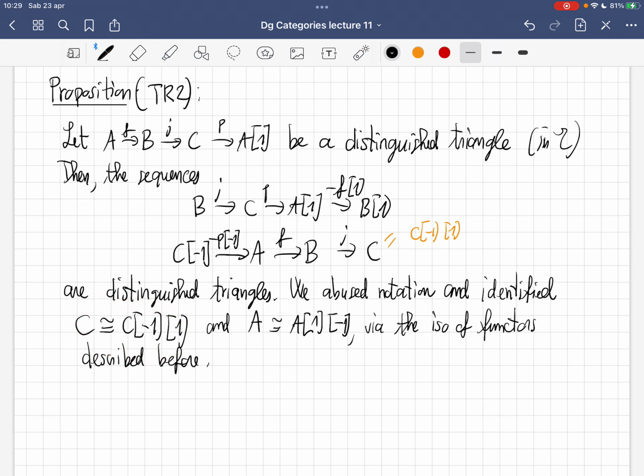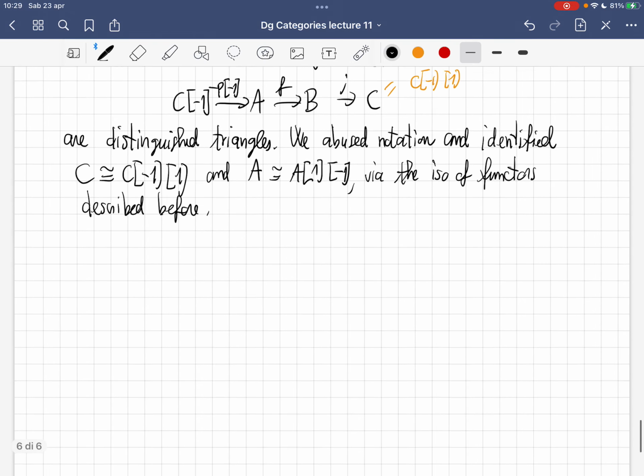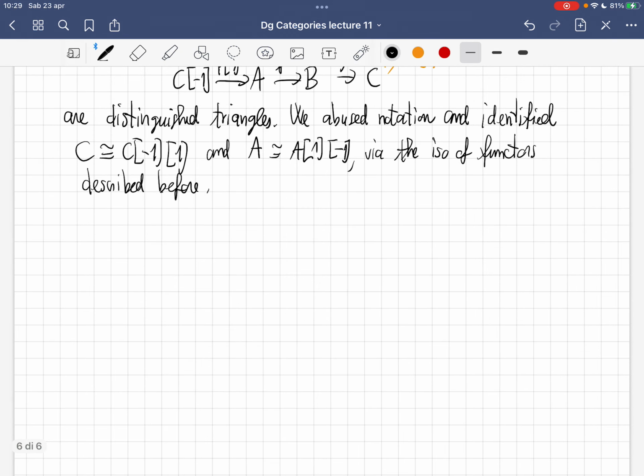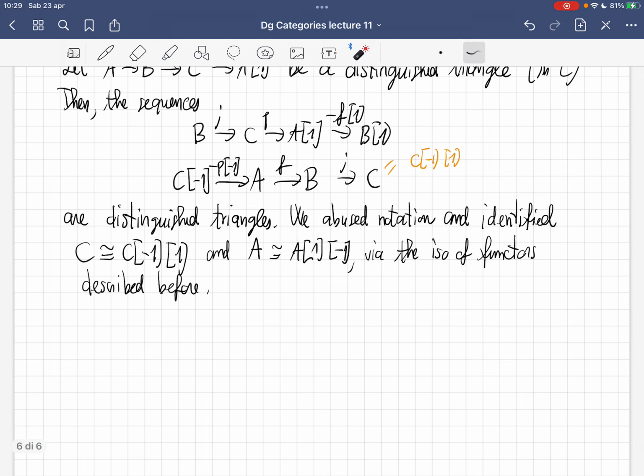And as I said, when you have natural isomorphisms, so isomorphisms of functors, it's good to view them as really identifications. Sometimes it's an abuse of notation, but it's sometimes more useful than not doing this. Okay, so how do you prove this? We prove the first one, just to prove that this is a distinguished triangle. The other one will be similar, and I will not do it because even the first one is kind of tricky from the technical point of view.